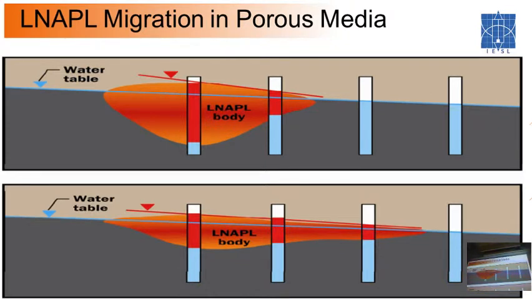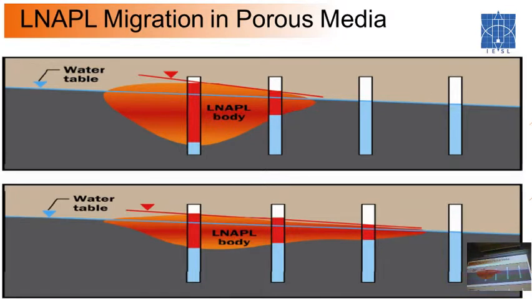When you consider the LNAPL saturations, the saturation of the LNAPL has to be higher than the residual LNAPL saturation. If the saturation of LNAPL is below the residual saturation, it will not move or migrate. It has to be higher than the residual saturation. So the next one is the LNAPL gradient.